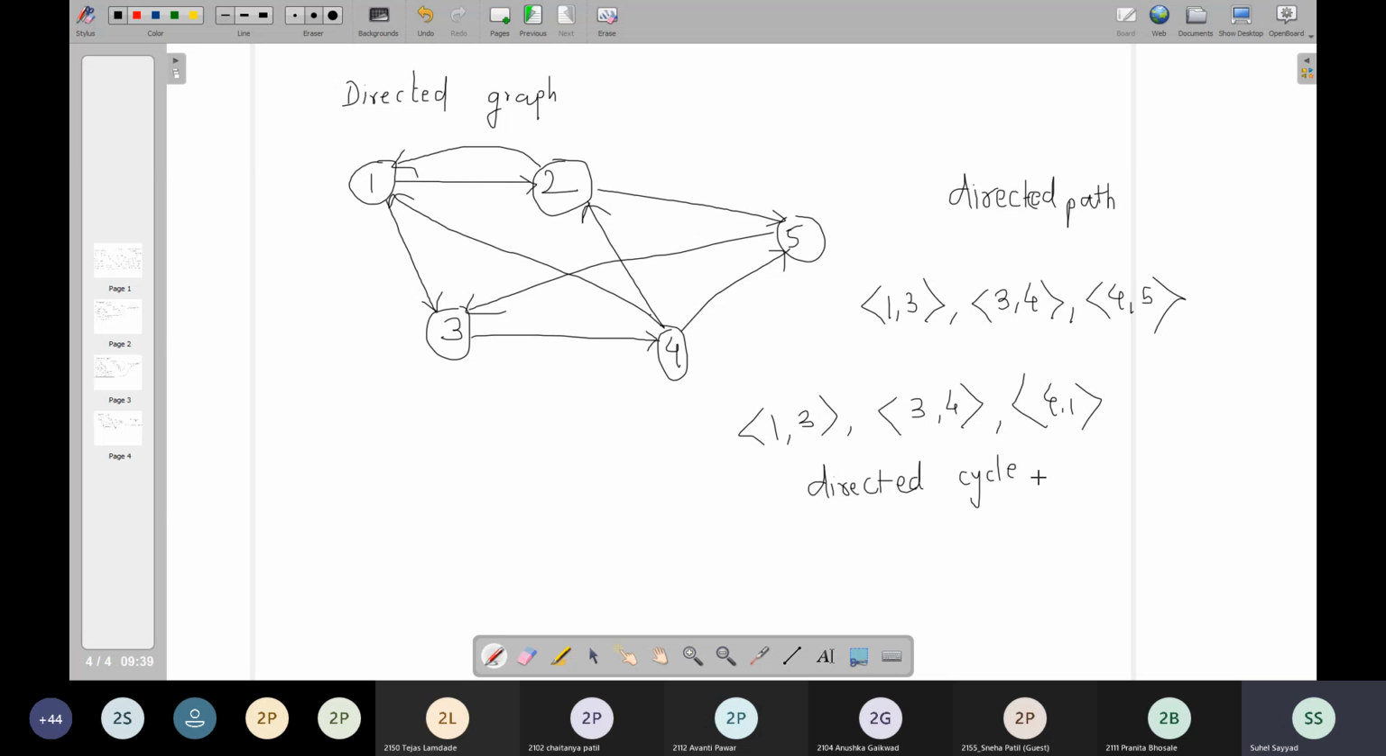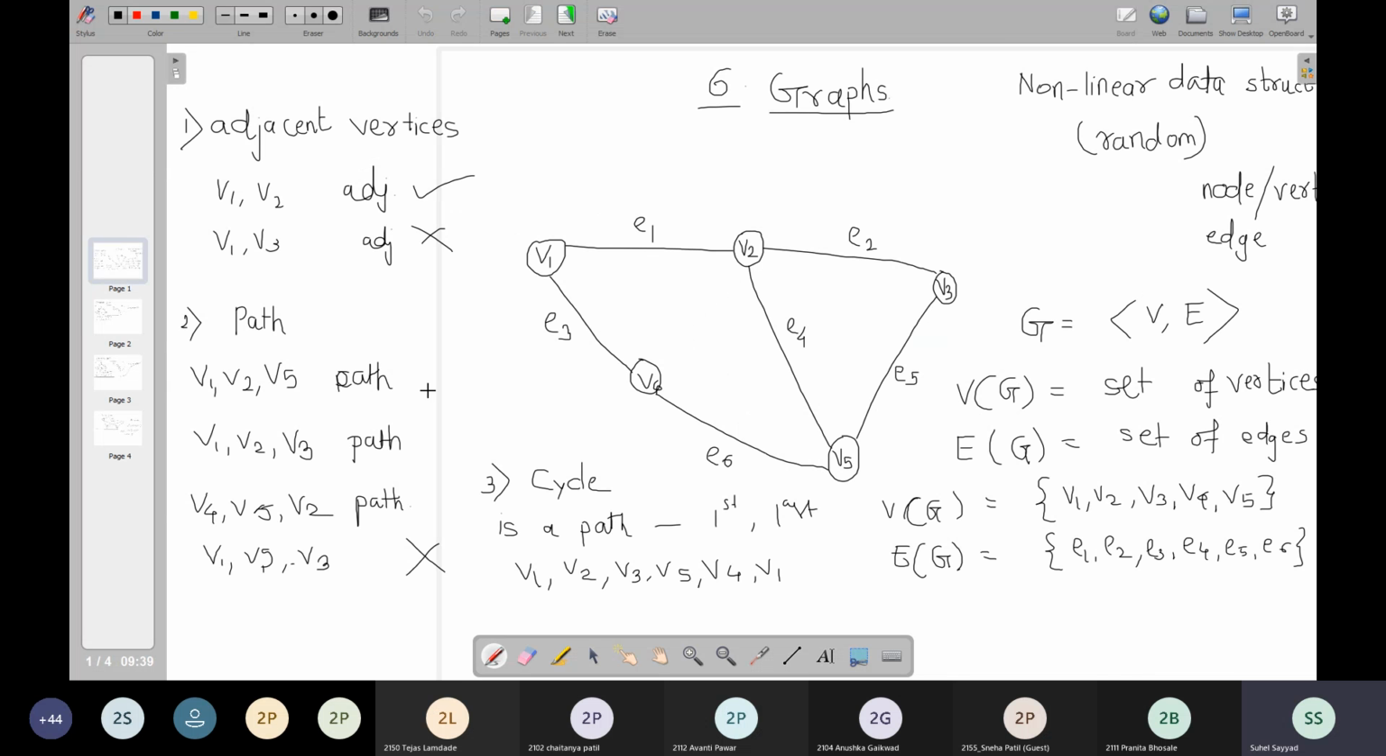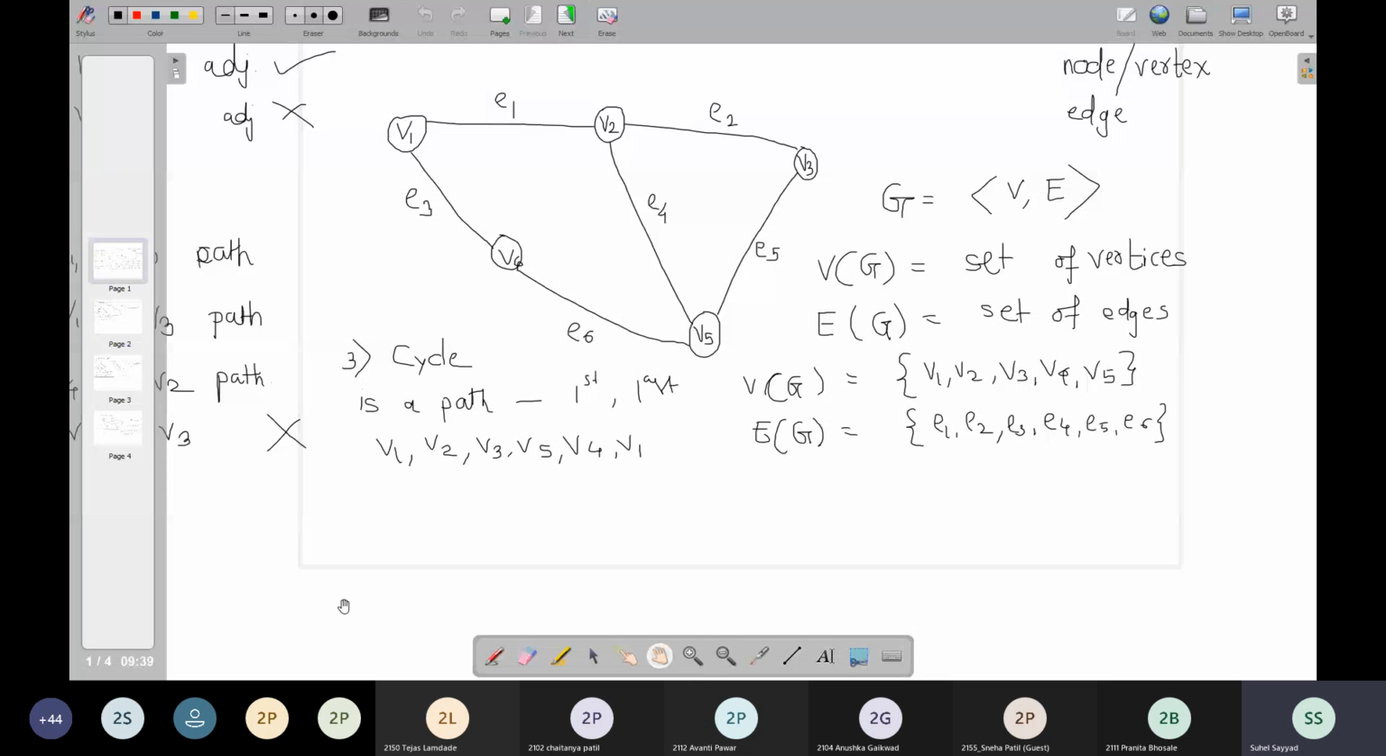Okay. Now let us see a few more definitions. The next definition that we'll discuss is the degree of a graph.